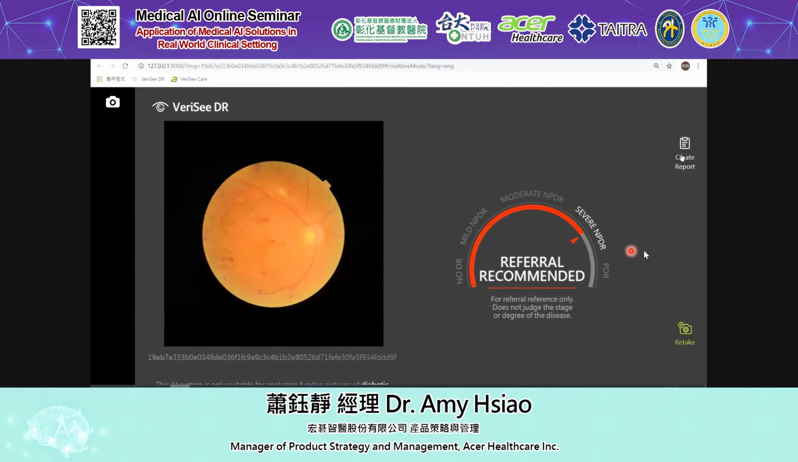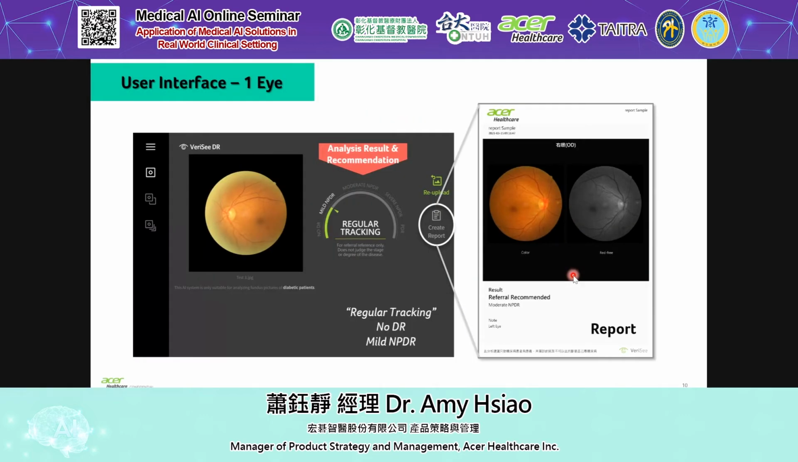And if you prefer to manually upload the images for analysis, we also have a very simple and user-friendly interface. So over here, you see the user interface to analyze one eye at a time. On the left, you may choose the one eye icon, and after you upload your image and hit the analyze icon, you will see the result shown here in the dial. Green means that the patient only needs to come back for regular tracking and corresponds to no DR or mild NPDR.